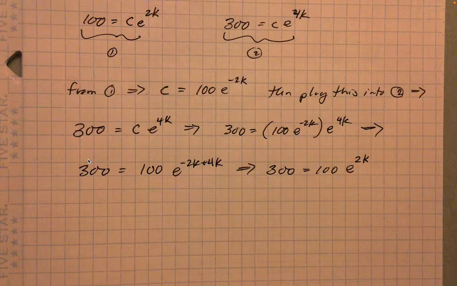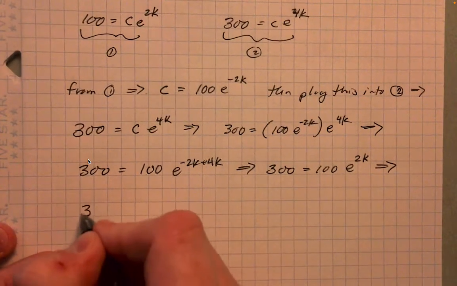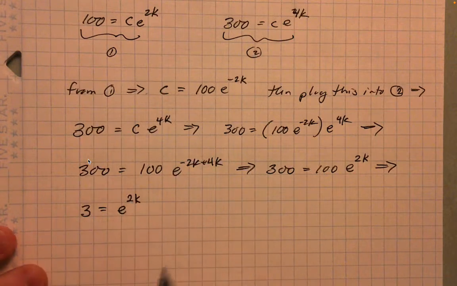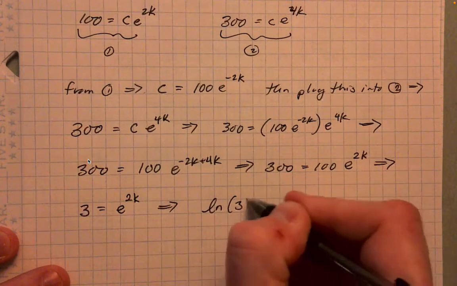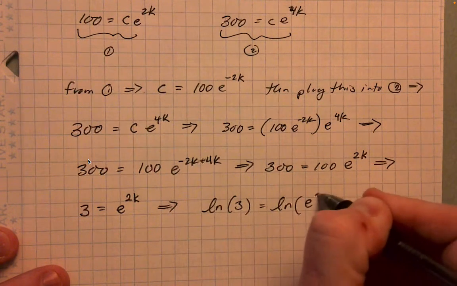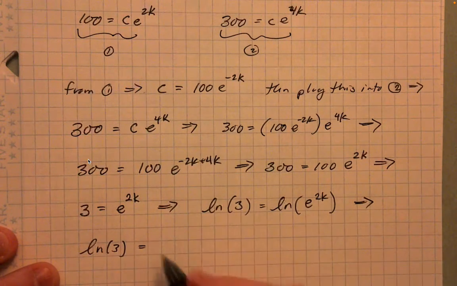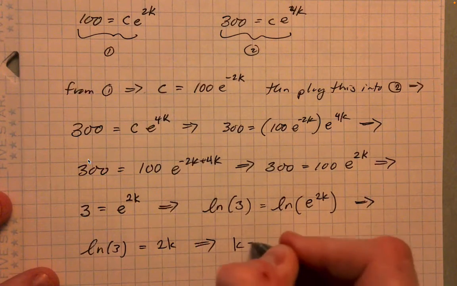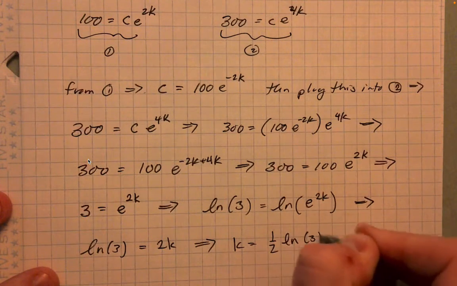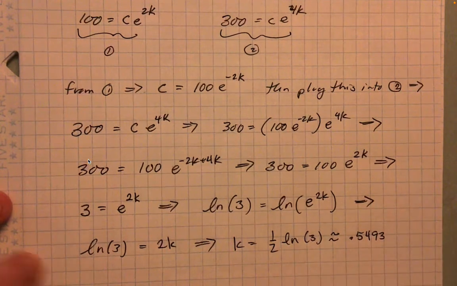And then of course from this we can solve for k. Let's divide both sides by 100, and we get 3 equals e to the 2k. And let's take the natural log of both sides. So ln of 3 equals ln of e to the 2k. And that means ln of 3 equals 2k. So, similar to the previous proportionality constant we derived, we get k equals 1/2 times the natural log of 3, which is approximately 0.5493.